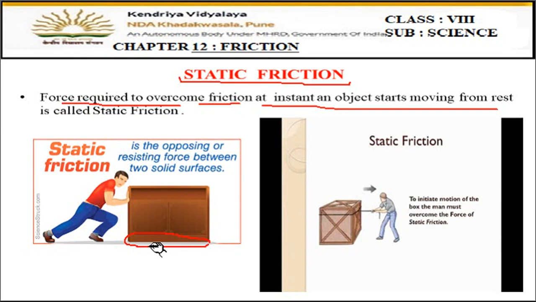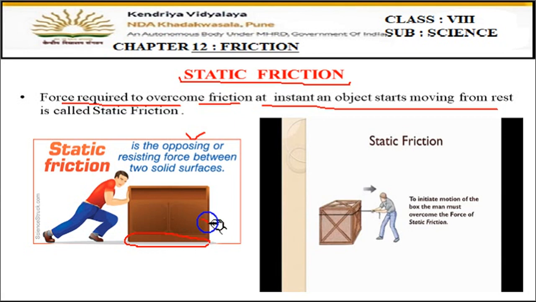And you know this friction is very strong friction, because if anything is at rest and to move that object from rest position to moving state, it requires a lot of force. So this force which is required to overcome the friction between a resting object and the ground is called as the static friction. Okay, so what is static friction? It is the opposing or the resisting force between the two solid surfaces. So this is the force which is resisting the motion of the two objects, right?